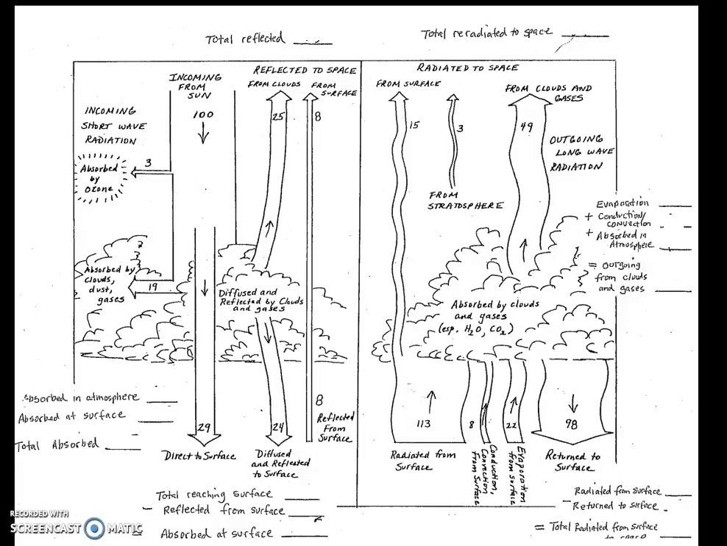For example, looking at the left-hand side here, the incoming shortwave radiation, we have absorbed in atmosphere and absorbed at surface, and those two inputs give us the total absorbed. We can take our absorbed by ozone and absorbed by clouds, dust, and gases to give us a total value of 22 absorbed in atmosphere. So you're basically going to be filling in the blanks and then providing your total reflected at the top versus your total re-radiation to space.